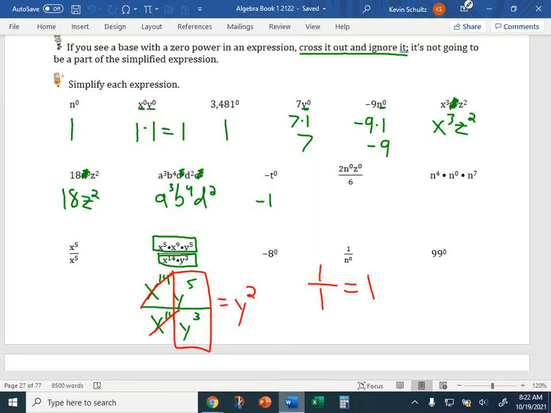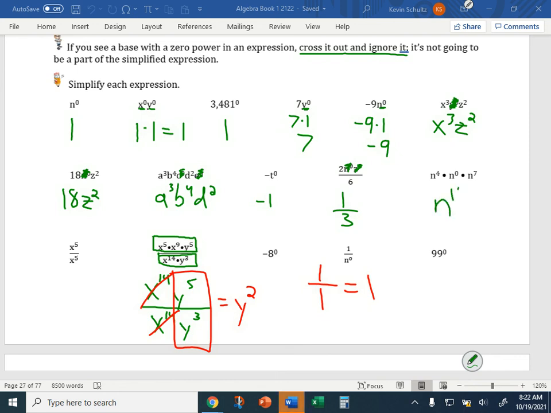Okay, here we go. Back at the assignment, wrapping this up. 2 n to the 0, z to the 0 over 6. Who'd like to share what they got as a simplified expression? Jack? 1/3 is correct. Essentially, both of these bases just are not there. And so we end up with 2/6, which simplifies to be 1/3. Next one. What'd you get, Kylie?